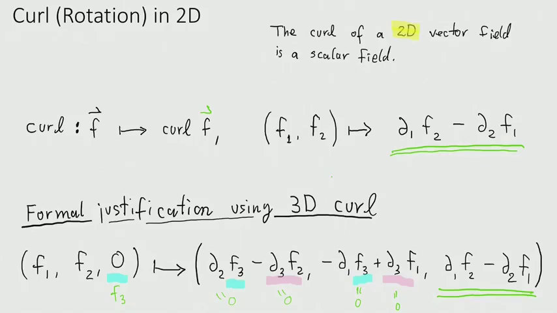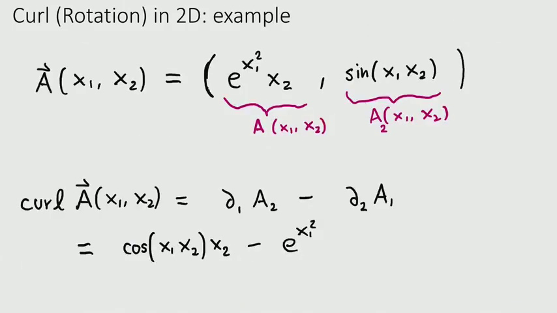Okay, let's do one example just to see that in action. Again, we have a vector field, let's say it depends in 2 dimensions. It depends on x1 and x2. The first component is A1, which is given by the exponential of x1 squared times x2. And let's say the second component, A2 of x1, x2, is given by the sine of x1 times x2. So just a very standard vector field with 2 components.